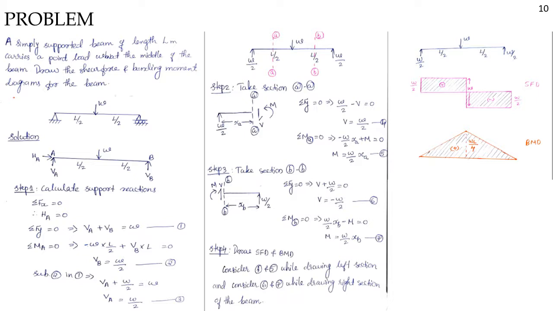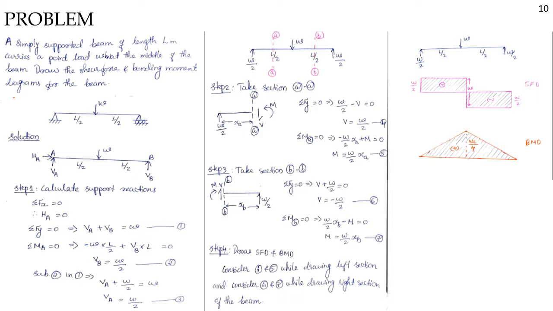Then at point A, which is a hinged support, there will be a vertical force as well as a horizontal force, VA and HA. And in support B, there will be only a vertical force because it is a roller support. The first step is to calculate the support reaction. Consider the equilibrium. Sigma Fx is equal to 0. There is no external horizontal force in the beam. Therefore, HA is equal to 0.